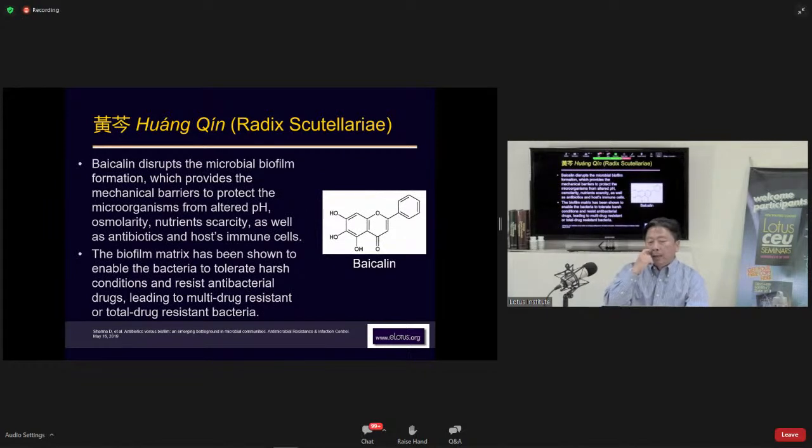Okay, another main benefit of why this herb has such a wide or broad spectrum of antibiotic effect is that Baicalein is able to disrupt the microbial biofilm formation. And that in turn helps to kill many different bacteria. And you may wonder what exactly is biofilm.